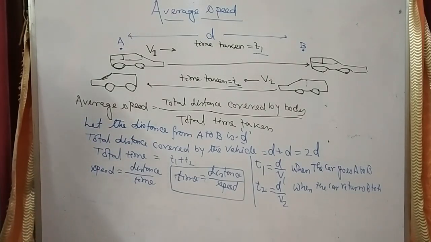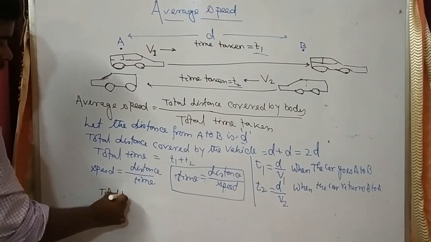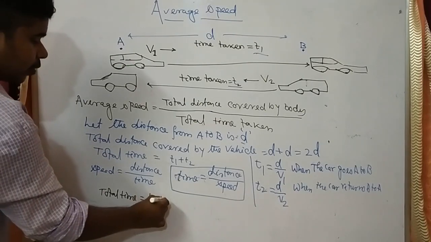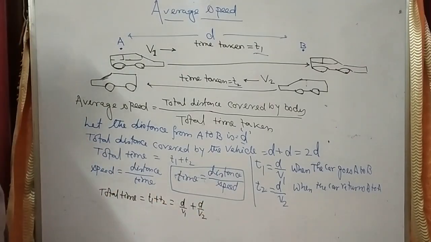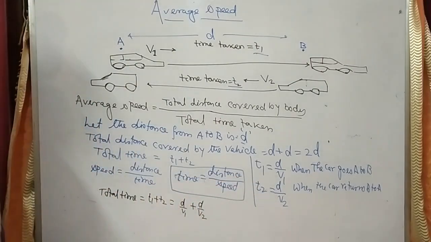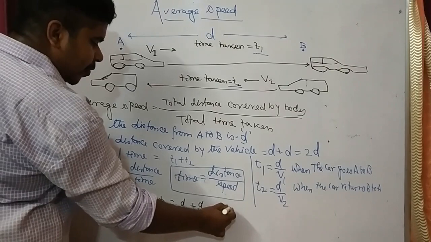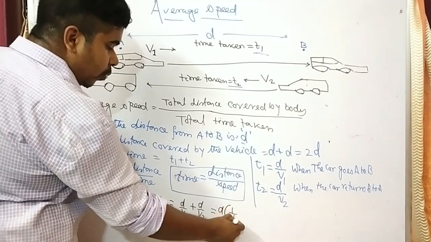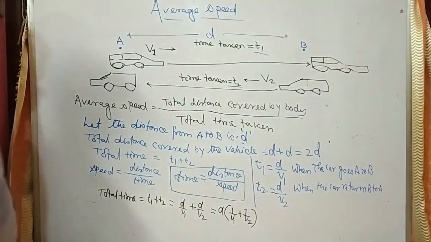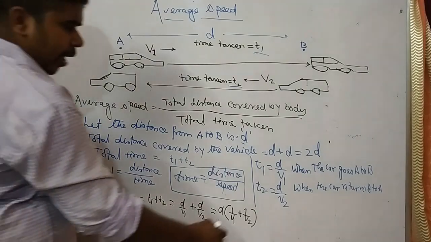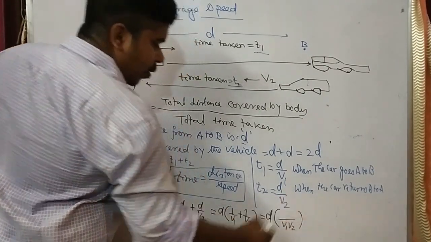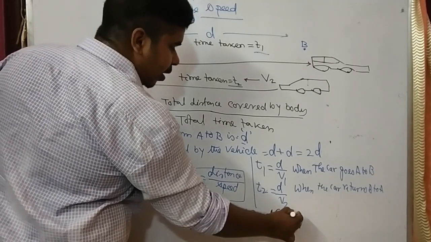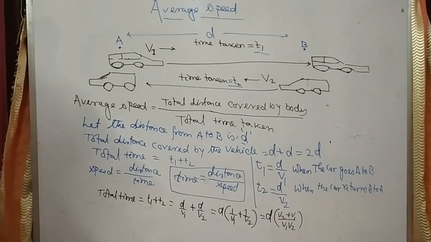Now from here, if it is asked what will be the total time? See, we have already written total time equals T1 plus T2. So T1 plus T2 means D by V1 plus D by V2. From here we can take D common. So D times 1 by V1 plus 1 by V2. Now do the LCM and calculate it. The LCM is V1 into V2, so at the top it is V2 plus V1. So that is our time: D into V2 plus V1 by V1 into V2.